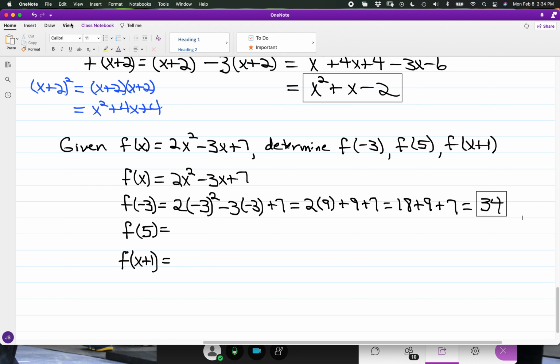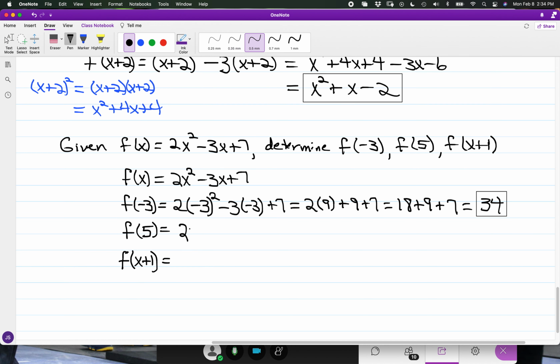And whenever x is at 5, so again, you have 2 times the square of 5. We have minus 3 times 5, followed by the addition of 7. Okay, now we have 5 squared is 25. So you have 2 times 25. Negative 3 times 5 is negative 15. And we have plus 7 to tag along.